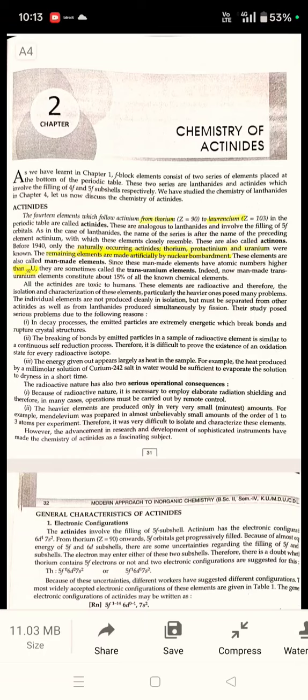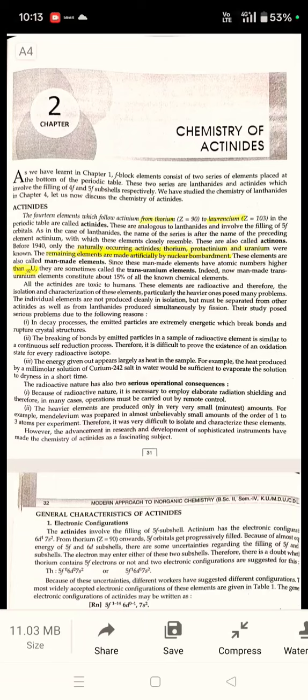Actinides. The 14 elements which follow actinium, from thorium (Z = 90) to lawrencium (Z = 103) in the periodic table, are called actinides. These are analogous to lanthanides and involve the filling of 5f orbitals. As in the case of lanthanides, the name of the series comes from the name of the preceding element, actinium, which these elements closely resemble.